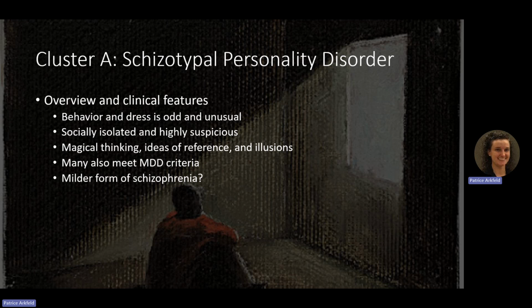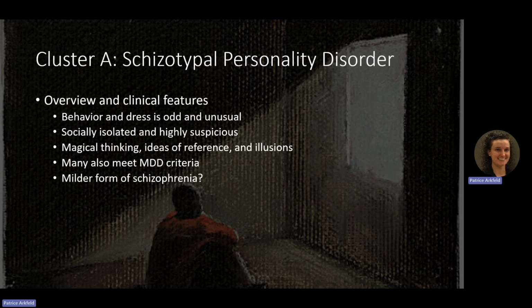Many of the folks who have schizotypal personality disorder also meet the diagnostic threshold for major depressive disorder as well. And some folks conceptualize cluster A schizotypal personality disorder as being a milder form of schizophrenia because of these positive symptoms that are overlapping in both diagnoses. So we're going to talk more about schizophrenia related disorders when we come back after taking the third exam in this class, because that's chapter 13.